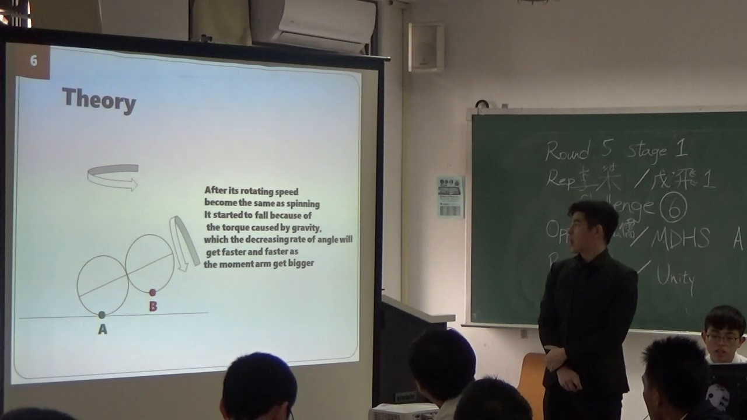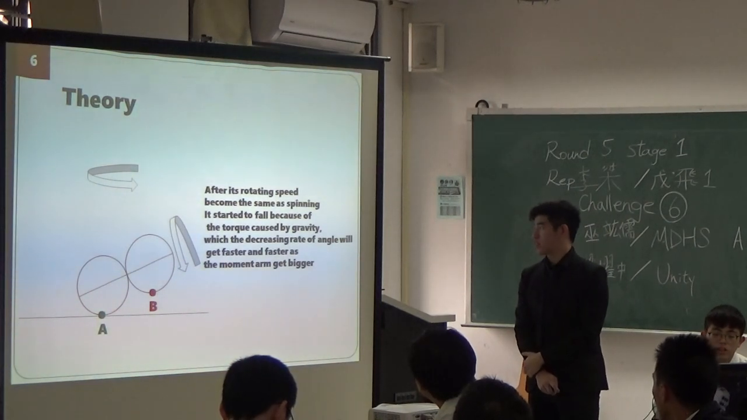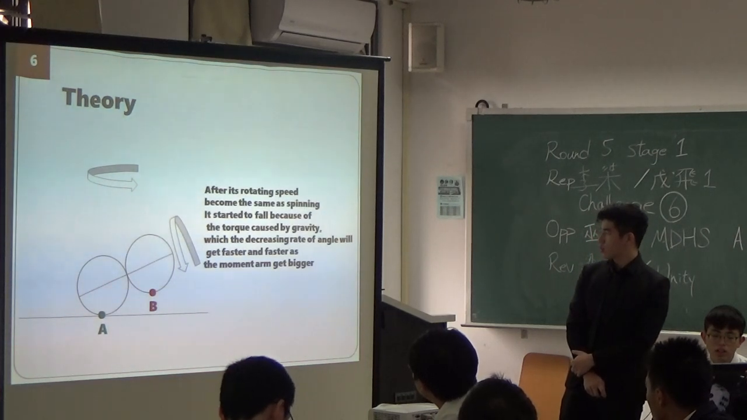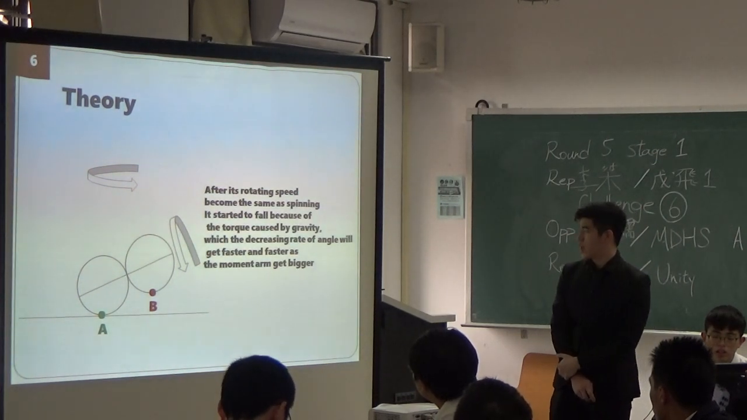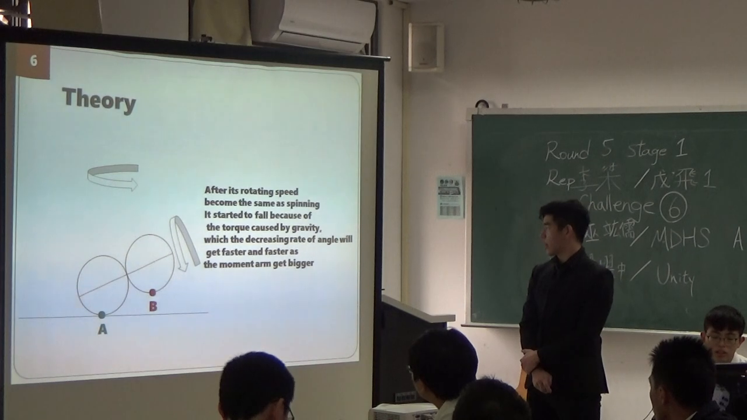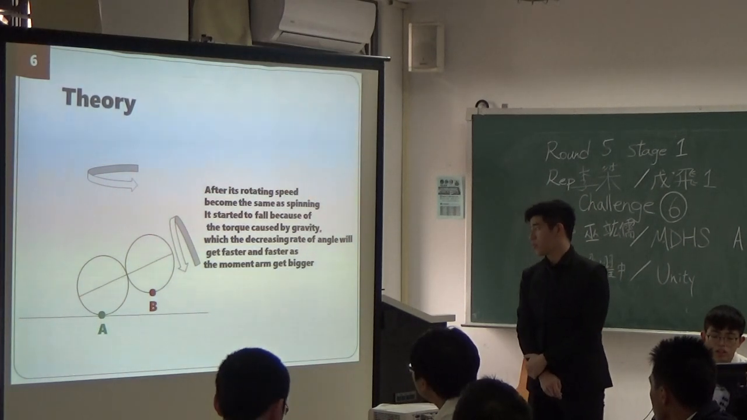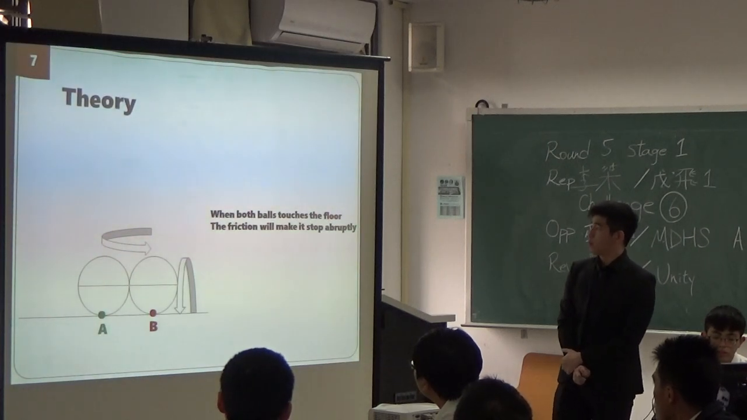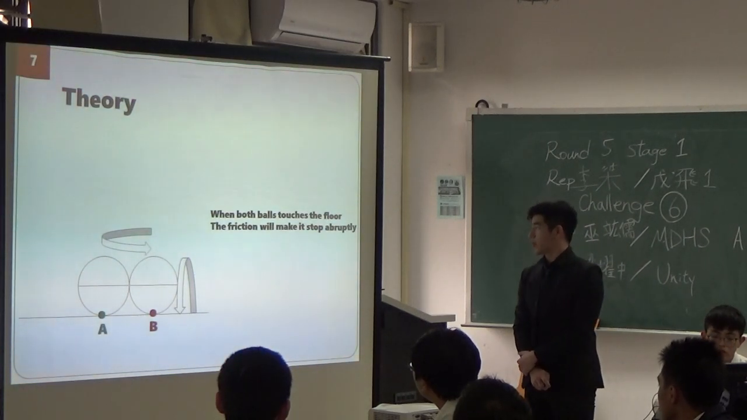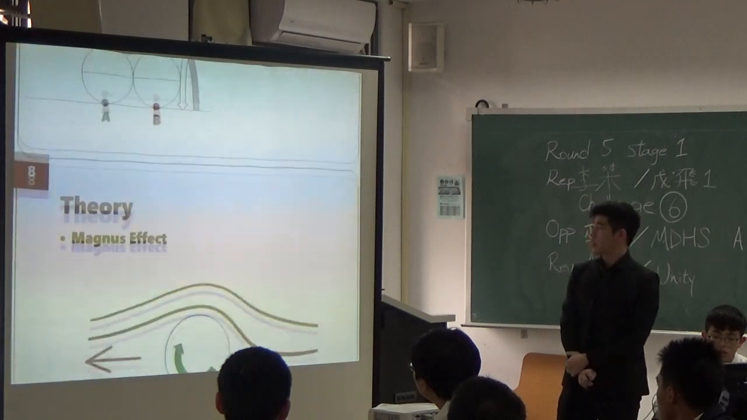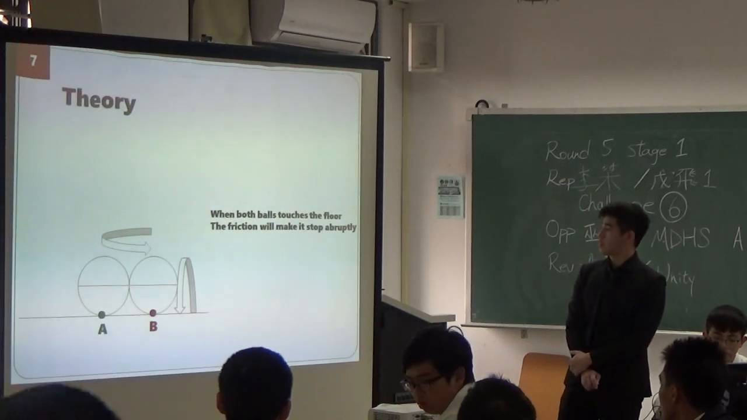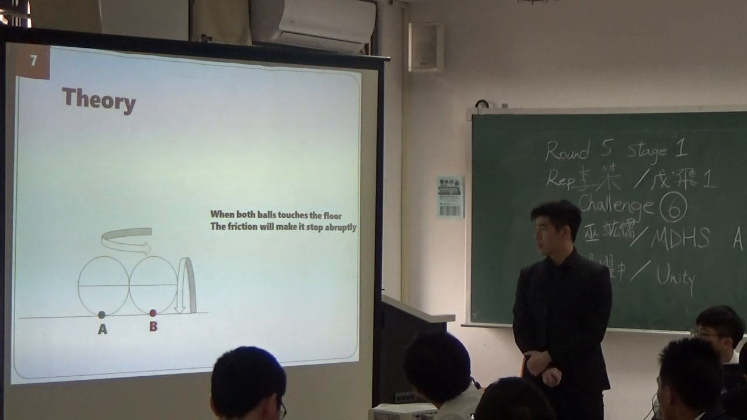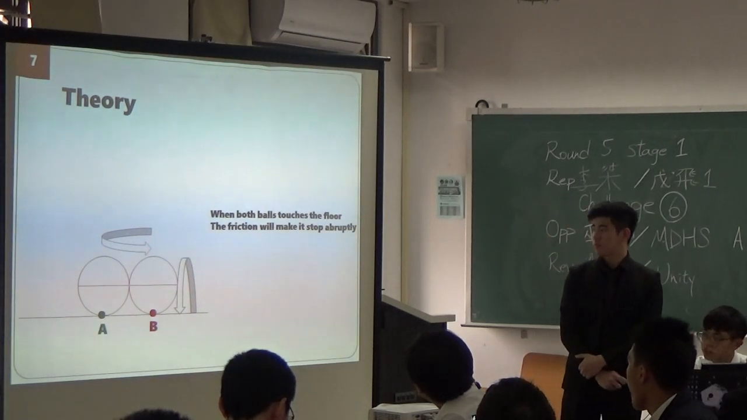And after the rotation speed is the same as the spinning speed, it starts to fall because of the torque caused by gravity, which the decreasing rate of the angle will get faster and faster as the moment of the arm gets bigger. Finally, when both balls touch the floor, the friction will make it stop at rest, since the angular velocity is not fast enough to make it rise again.